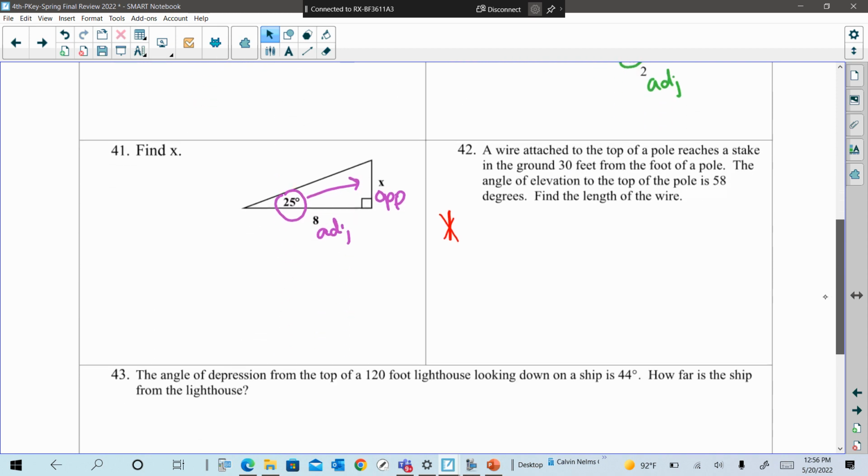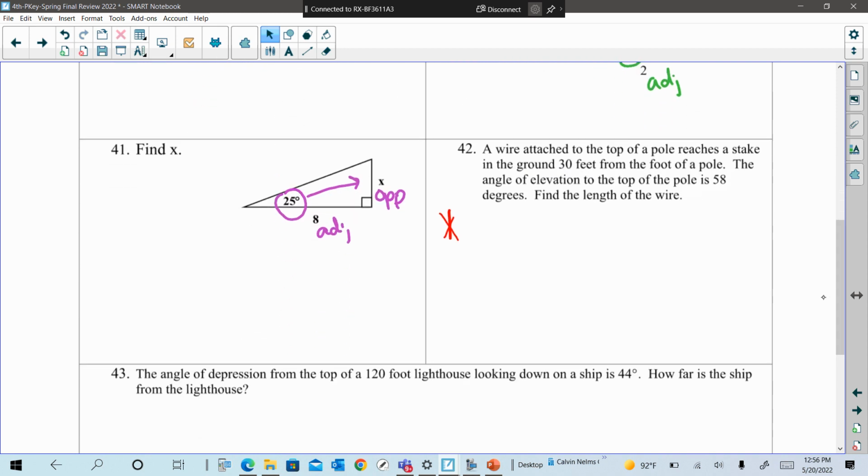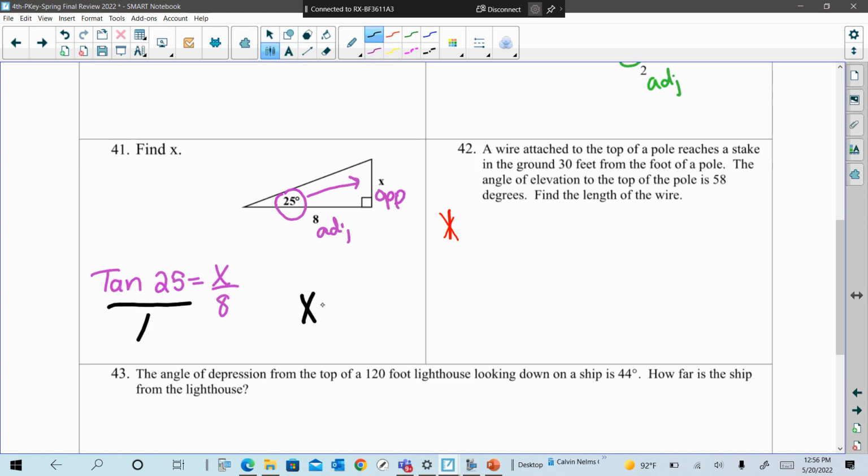Okay, so on 41, circle the 25, the angle. X is the opposite. 8 is the adjacent. So we should be doing tangent. If you put this over 1, you end up getting x equals 8 times the tangent of 25.